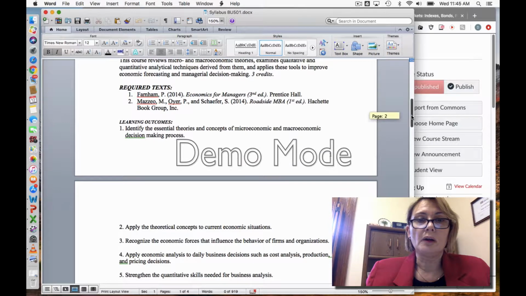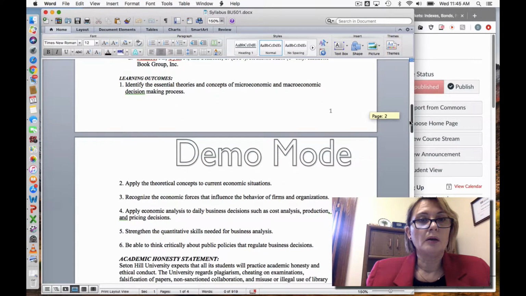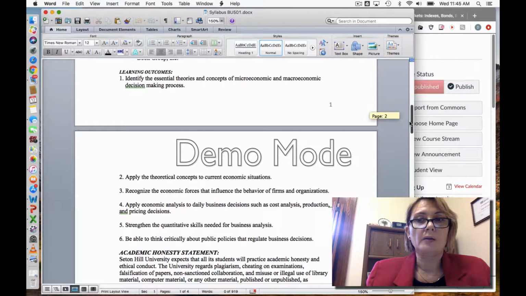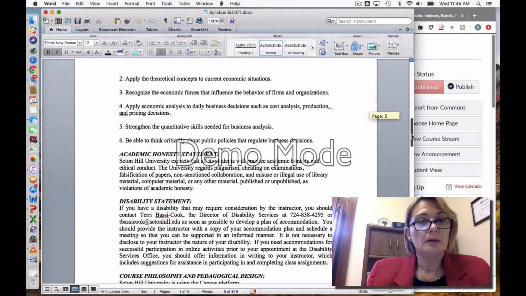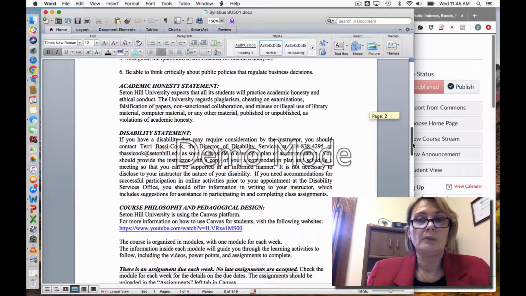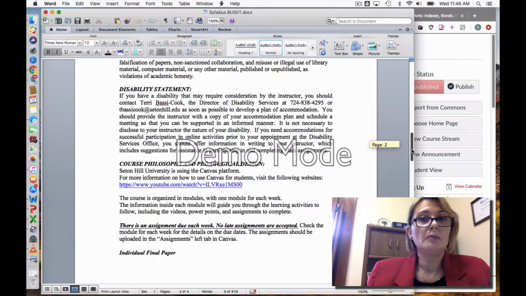Moving along into learning outcomes, you'll have to learn the language of micro and macroeconomics, and you have the chance to practice the knowledge through projects, homeworks, and the final paper. So you can see here on academic honesty, brief discussion that your work, especially on the final paper, has to be your own words. And if you do have some disability, you might want to contact the disability service that we have in our school.